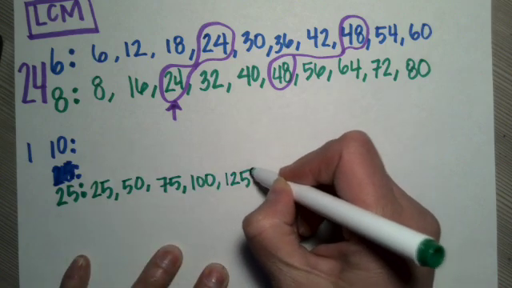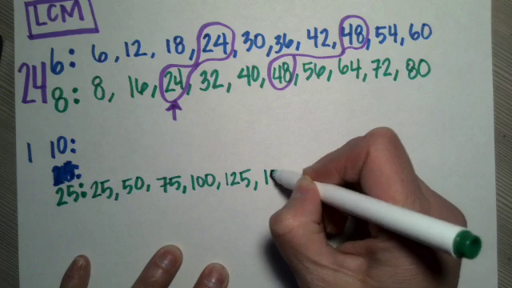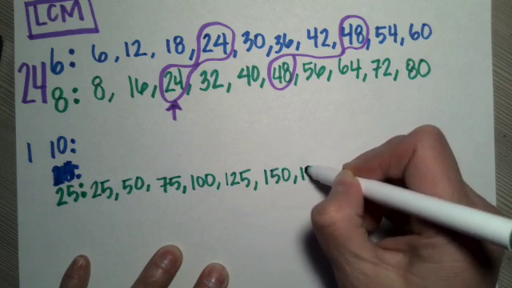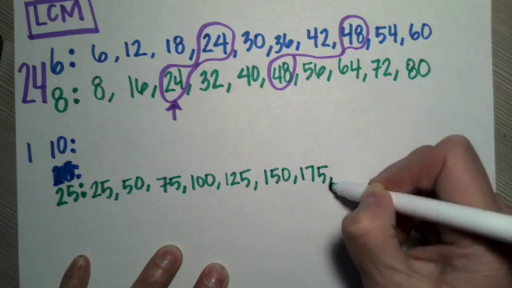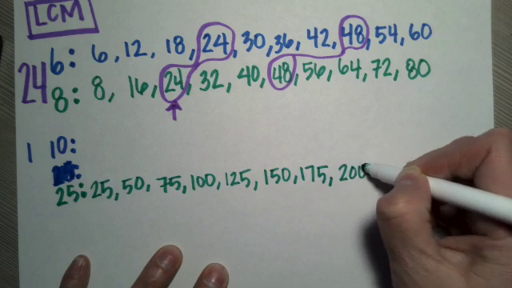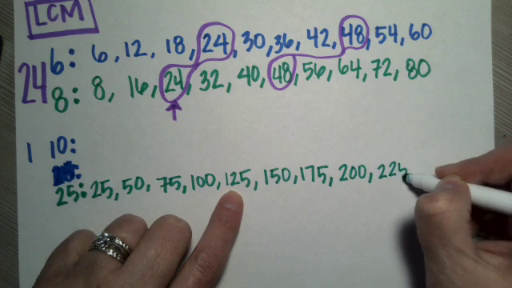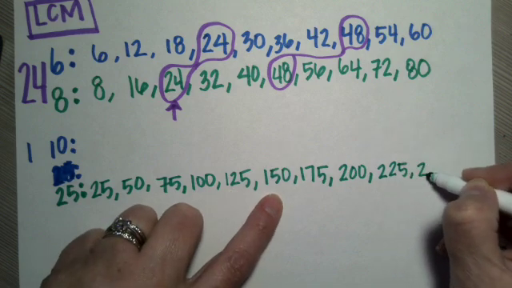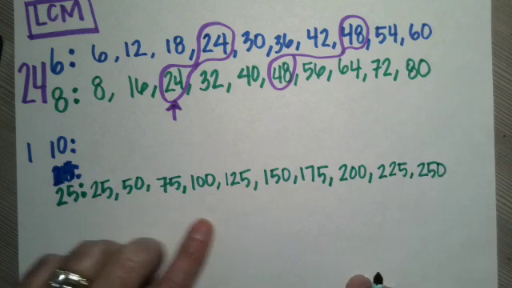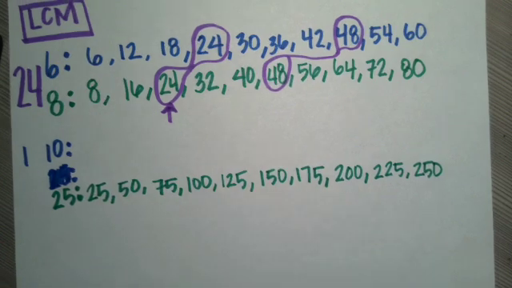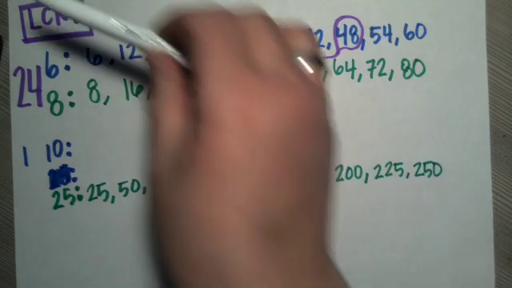So 125, 150, 175, and then 200, and then 225. We're following the pattern again, and then 250. So those are multiples in the 25's fact family.